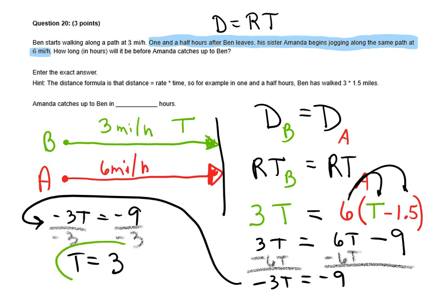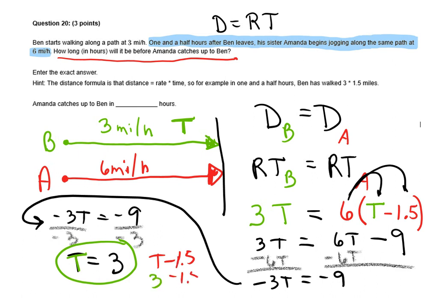However, that t right here is Ben's time. And the question was, how long in hours will it be before Amanda catches up to Ben? Amanda is t minus 1.5. Since Ben's time was 3 hours, that would be 3 minus 1.5, which is 1.5. It will take her 1.5 hours to catch up to Ben.